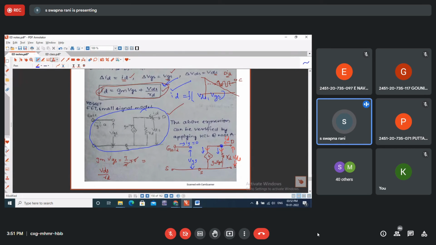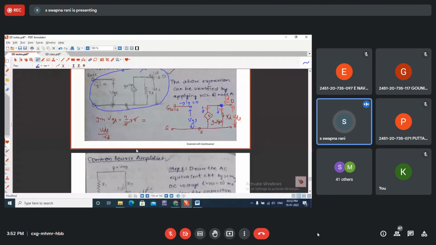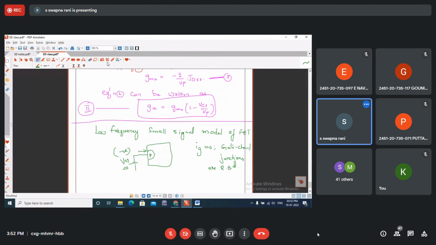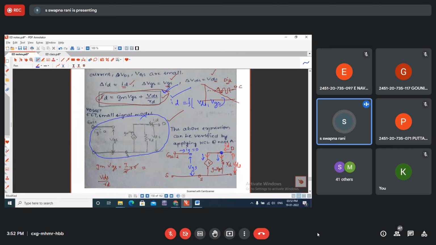And this will be used when we discuss the amplifiers. Analysis of CS, CD, like common base, common emitter, common collector. Here also in FET, common source, common drain and common gate amplifiers. Wherever the FET symbol is there, we will replace that FET symbol with its equivalent model. So this is also very, very important.